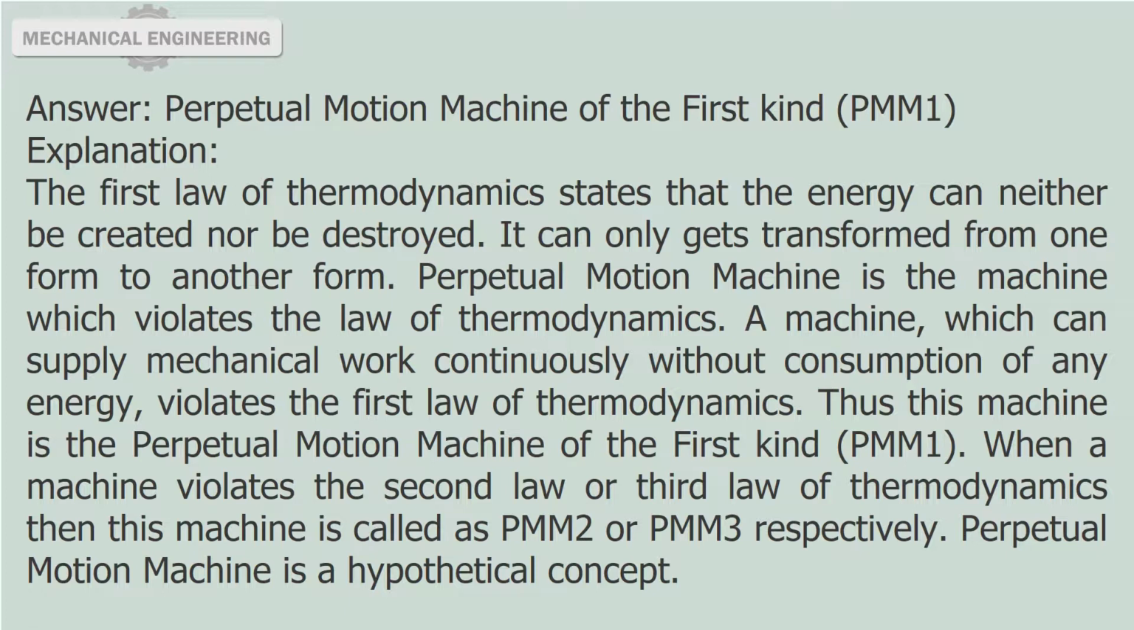Explanation: the first law of thermodynamics states that energy can neither be created nor be destroyed. It can only be transformed from one form to another. A perpetual motion machine is a machine which violates the laws of thermodynamics. A machine which can supply mechanical work continuously without consumption of any energy violates the first law of thermodynamics. Thus this machine is the perpetual motion machine of the first kind, PMM1. When a machine violates the second law or third law of thermodynamics, it is called PMM2 or PMM3 respectively. Perpetual motion machine is a hypothetical concept.